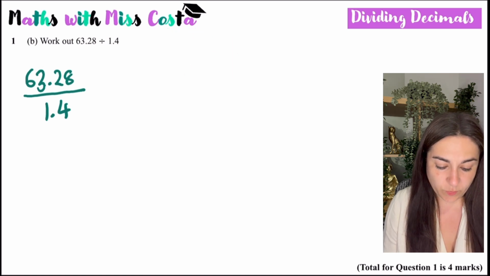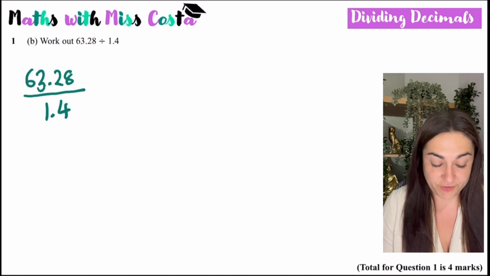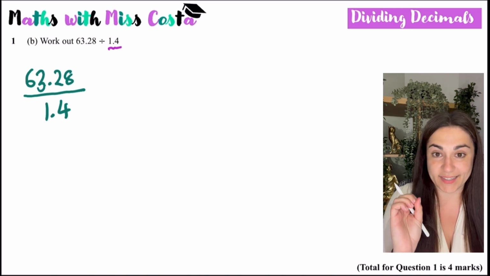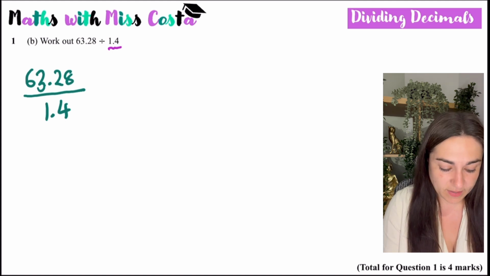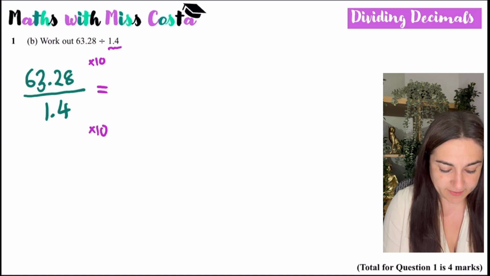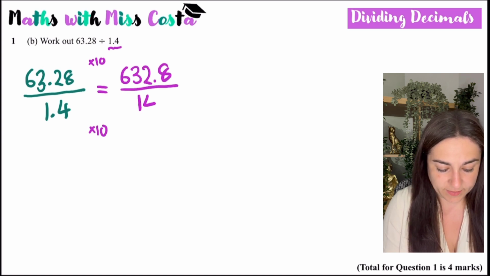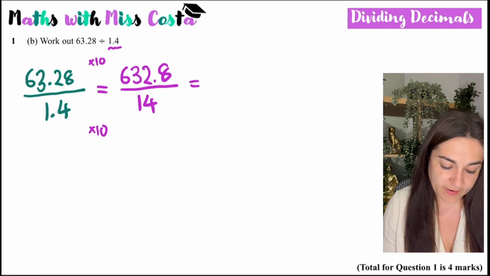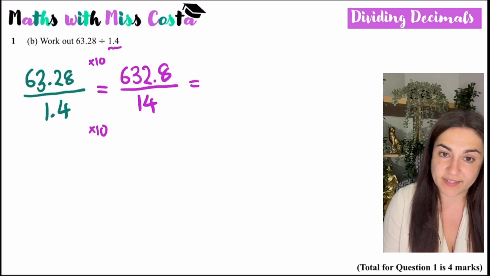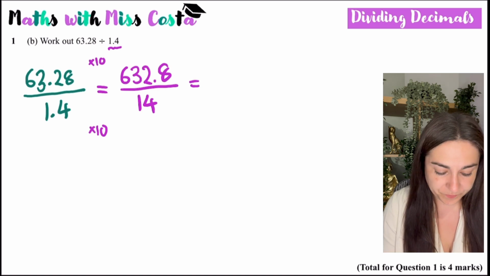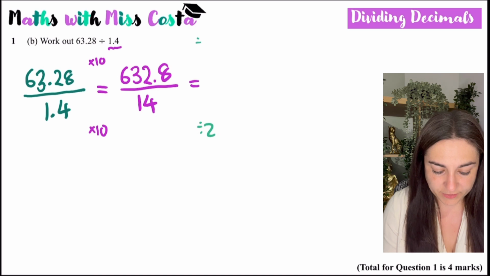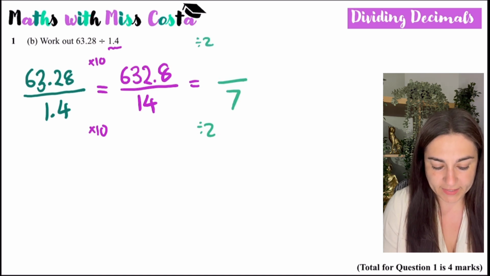Now essentially what you want to do is you want to multiply this calculation so that the second part of the calculation is a single integer, because then you can just use the bus stop method. But what we could do here is times the fraction by 10. So that would give me 632.8 divided by 14. I can then think to myself, okay, so the denominator is an integer. So now what can I do to get it a single digit? I can divide the fraction by 2 and it becomes something over 7.